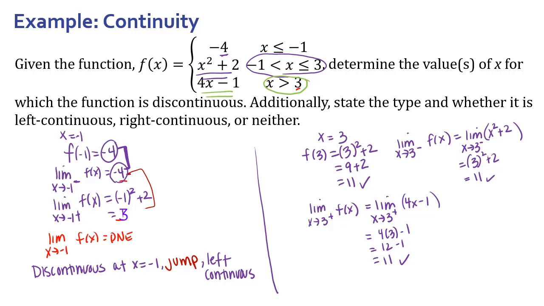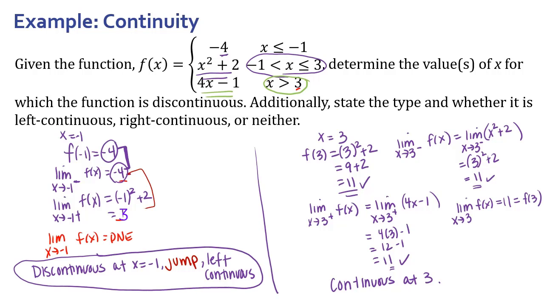So that means that the limit as x approaches 3 of f of x is 11, because from the left it's 11, from the right it's 11. And that's the same thing as the function evaluated at 3, which I also got as 11. So that means this is going to actually be continuous at 3. So the only time where I'm going to have a discontinuity is right here at x equals -1.